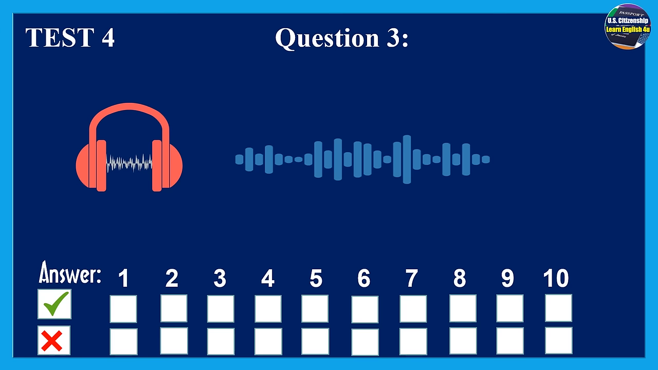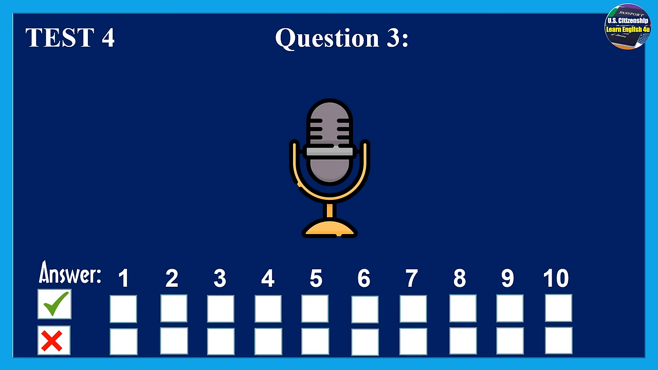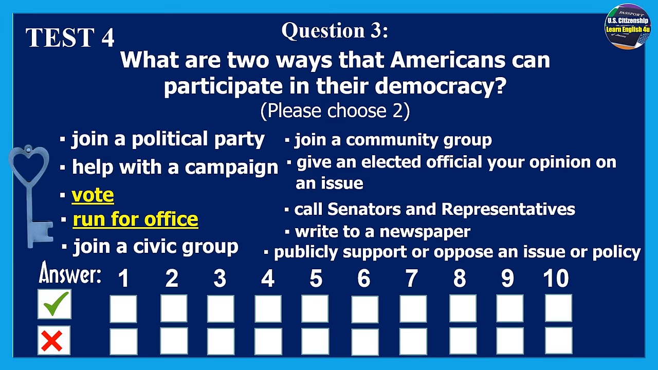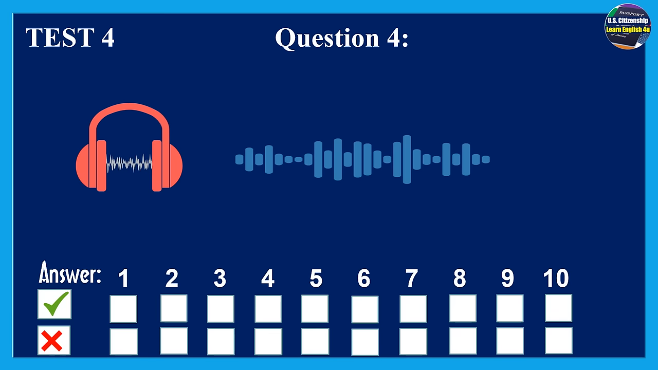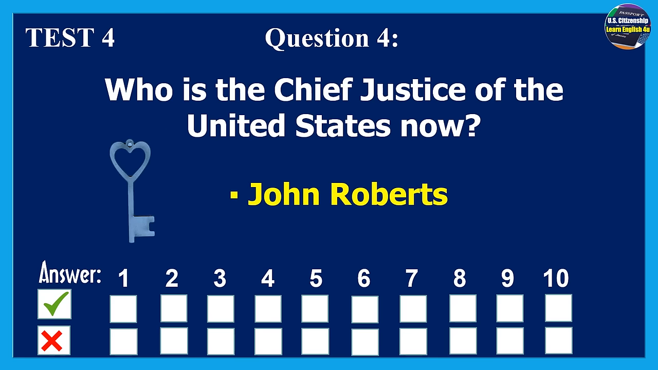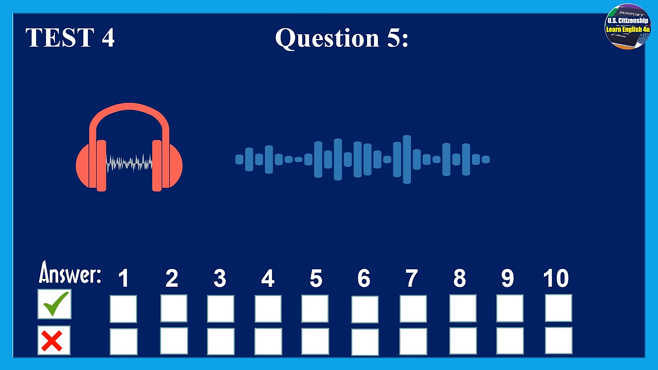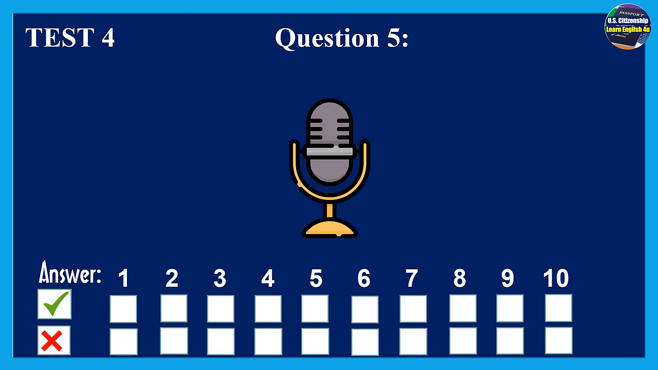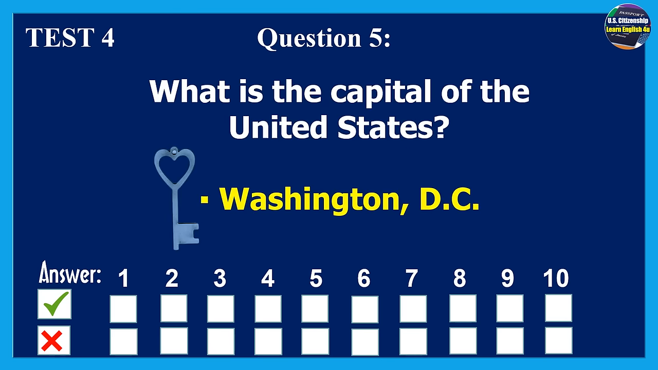What are two ways that Americans can participate in their democracy? Vote or run for office. Who is the Chief Justice of the United States now? John Roberts. What is the capital of the United States? Washington, D.C.